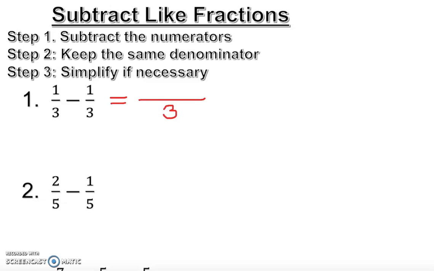Now subtract the numerators. So 1 minus 1 is 0. And 0 divided by any number, it's okay to have a 0. So for example, we want to make sure that we understand this concept a little bit here.